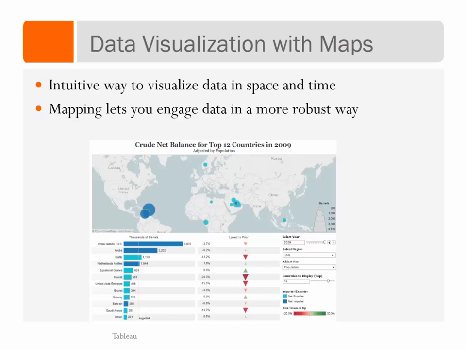So the mapping, so we see the map there on top, lets us engage data in a more robust way. So if we'd only presented the names of the countries in a bar chart down at the bottom there, we get some sense of the data, but we may not get as full a sense of the geographic proximity, or the spatial closeness or distance, of these different countries from each other.